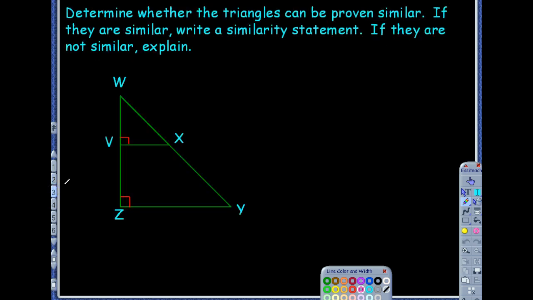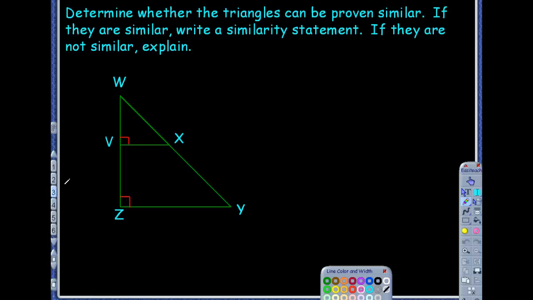Several of the examples today are just deciding if the triangles in the picture are similar or not. If they are, you're going to write a similarity statement, and if they're not, you're going to explain. These are really popular type questions for even a quiz or test, so be ready for that. Fantastic.